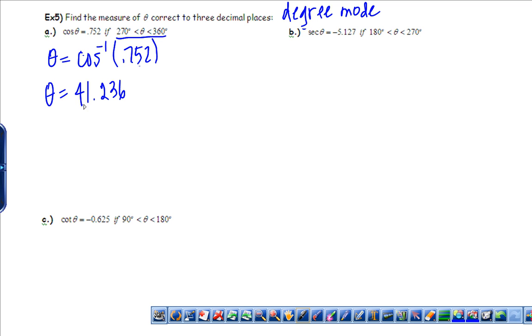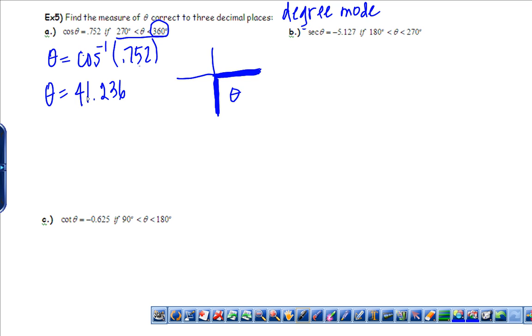Okay, this angle right here, I want it to fall between 270 and 360. So here is 270 and here's 360. So 41.236 does not fall between these two angles. I want it to be here, and it's not. So how am I going to get it here? I'm going to get it here by subtracting from 360.